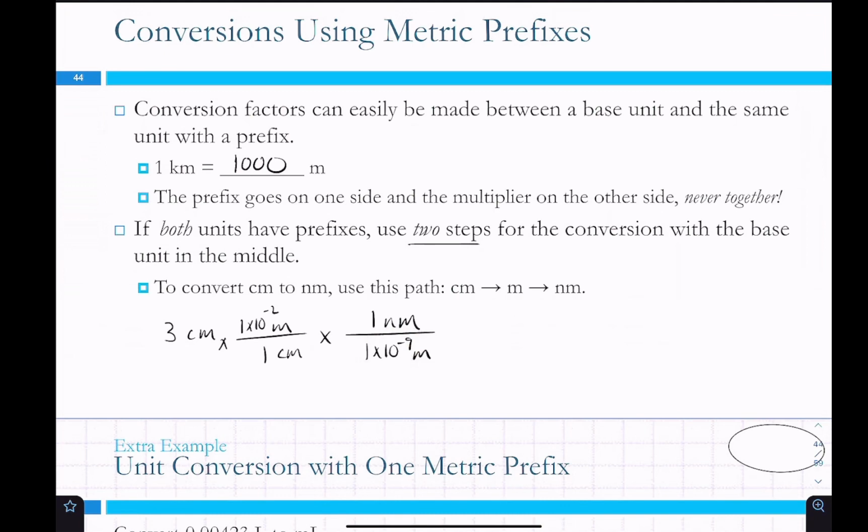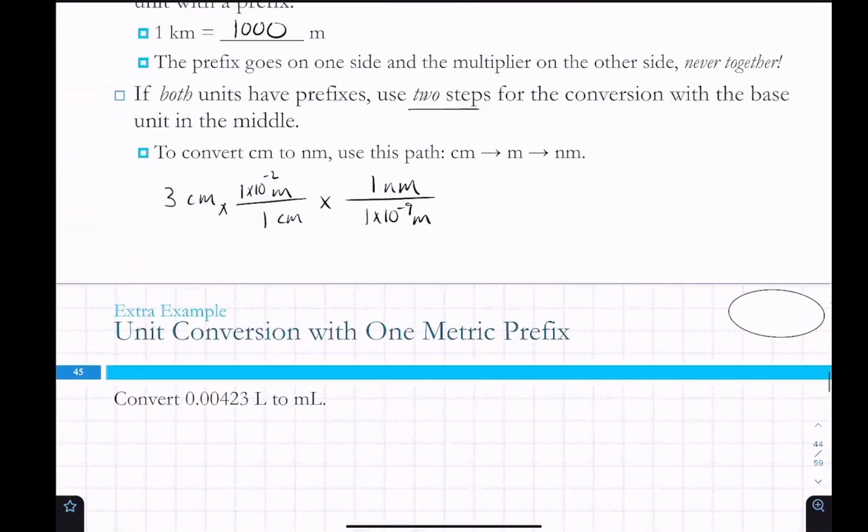If you are comfortable with it, this is not the only way. This is just if you're uncomfortable with metric prefixes, this is the most surefire way to not get your prefixes and multipliers backwards. Okay, so let's do one of these.